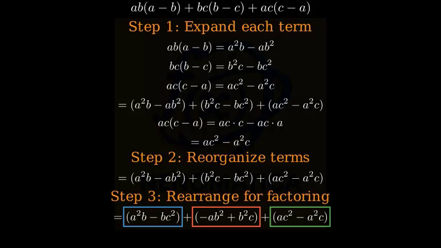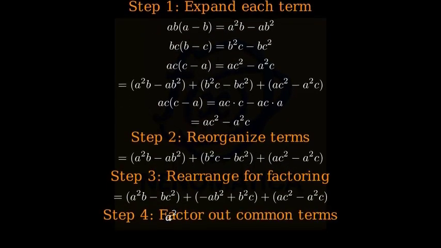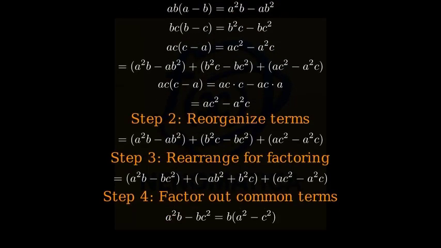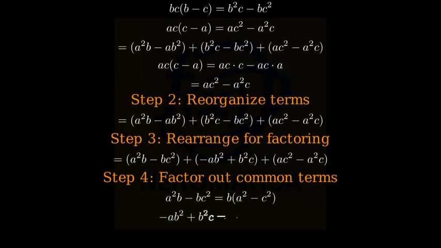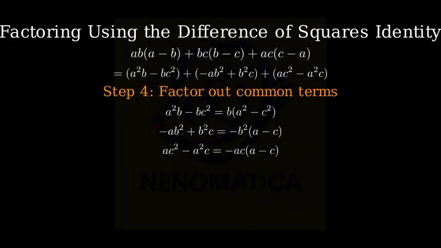Now, we'll try to factor out common terms from each group. Looking at the first group, we can factor out b to get b times (a squared minus c squared). For the second group, we can factor out b squared to get negative b squared times (a minus c). And for the third group, let's rewrite it as negative ac times (a minus c). Let's combine these factored expressions.